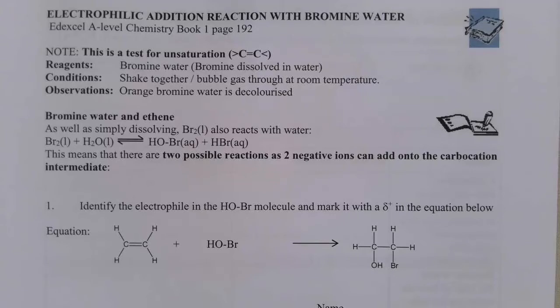So the last reaction we're going to look at is bromine water. Now don't get this muddled up with bromine dissolved in an inert solvent like cyclohexane or hexane. If bromine is dissolved in an inert solvent, you will just get Br2 and you'll just do the normal electrophilic addition mechanism. But when you've got bromine water, the bromine liquid can actually react with the water to form hydrogen bromide, but also OHBr. So there are 2 possible reactions, as 2 negative ions can add onto the carbocation intermediate.